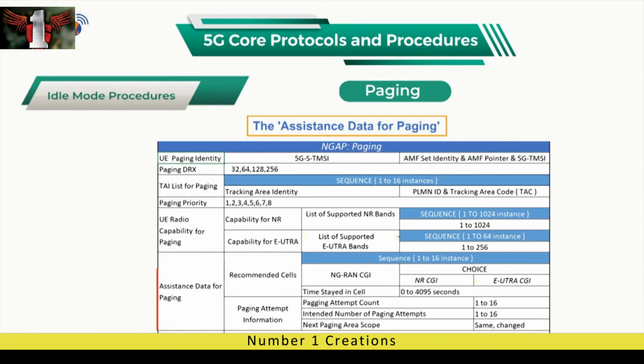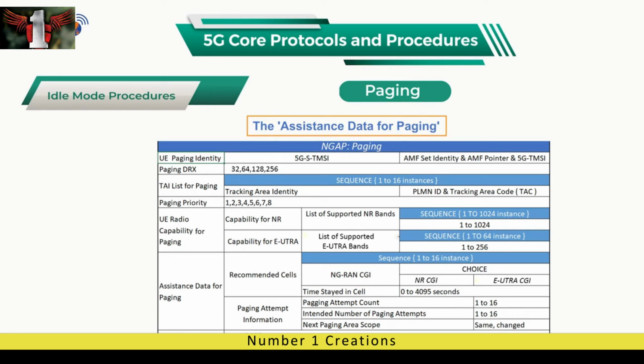The assistance data for paging can also be used to provide the base station with information regarding the retransmission of N-gap paging messages. The AMF can specify the current paging attempts count and the total number of attempts which are planned. The AMF can also specify whether or not it plans to change the scope of the geographic paging area on the next paging attempt. The base station can use this information to help define its own paging strategy.